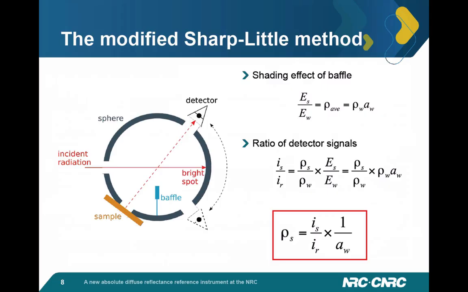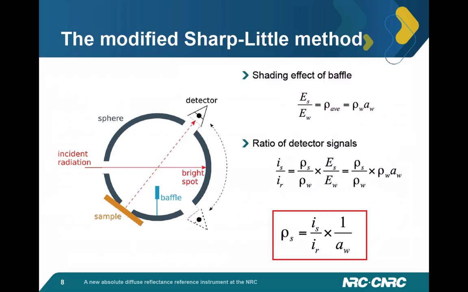Now if we do our actual measurement, we measure a signal with the detector in two positions and compare that ratio, that's I_S over I_R. That's just going to be proportional to the ratio of the sample reflectance, rho_S, to the wall reflectance, rho_W, times this irradiance ratio. Combining that with what I told you about the effect of the baffle, we end up with something like this. And fortuitously, or by design, the wall reflectance cancels out.